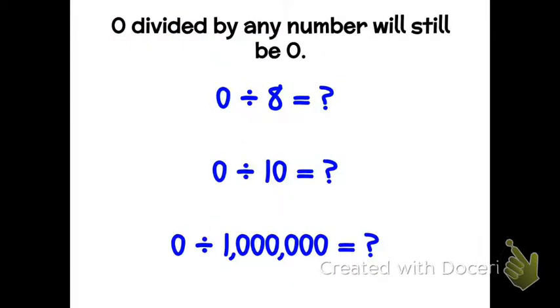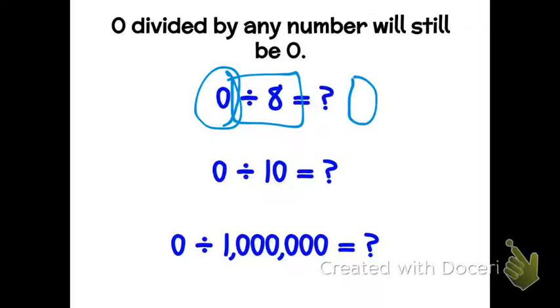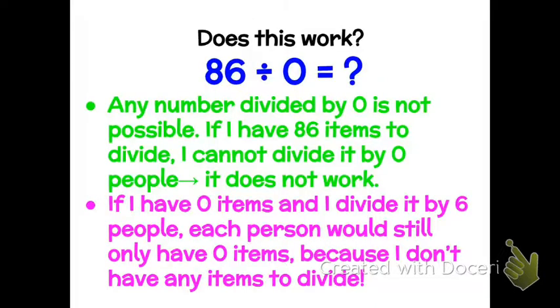The next rule we're looking at, which also needs to be included in your notes, is 0 divided by any number will still be 0. So for instance, if I have 0 books that I'm dividing by 8 people, how many books will each person get? Well, they would end up with only 0 books. There's no books to divide. So 0 divided by any number will always still be 0. This rule should definitely be written down in your notes. 0 divided by 10 equals 0.